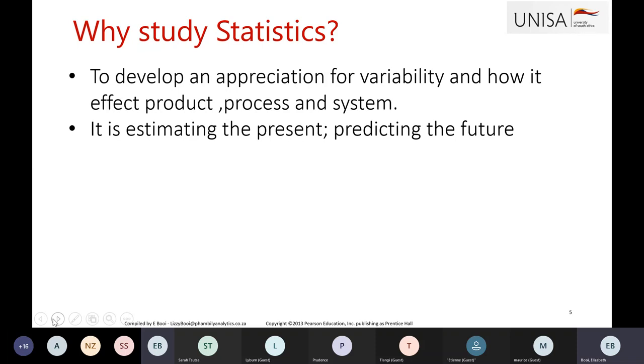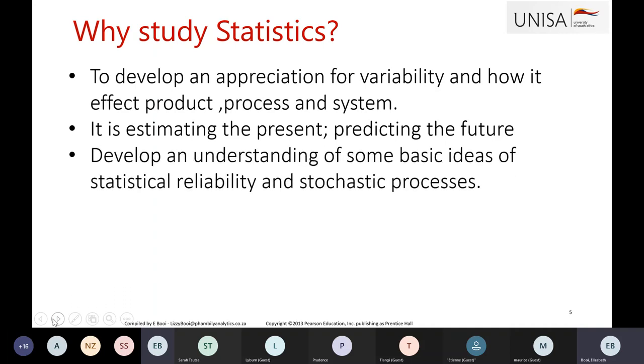Okay, so we use historical data to estimate the present and predict what the future will look like. We use statistics as well to understand the basic things about statistical reliability, whether the data that we are using is going to make meaningful decisions. And also to check the stochastic processes, meaning to check if there are any fluctuations or any probabilities that we can calculate from there.